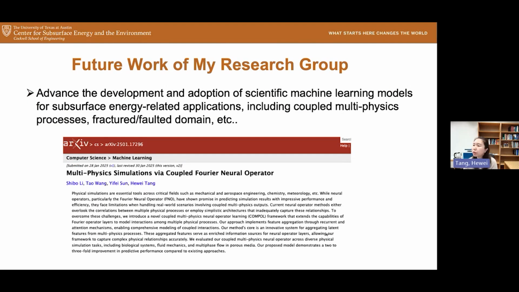Here I want to introduce a little bit of the future work of my research group. First, we want to further advance the development and adoption of scientific machine learning models for subsurface energy related applications, including coupled multiphysics processes for structured or faulted domains. Here I have recruited very talented PhD students to work with CS professors to tune the model structure of the Fourier neural operator and try to make it adapt to multi-physics simulations.